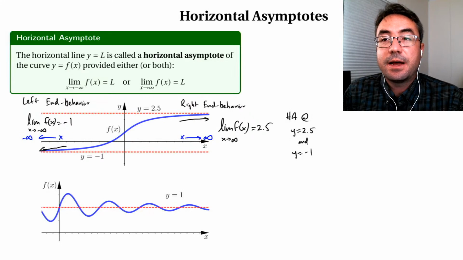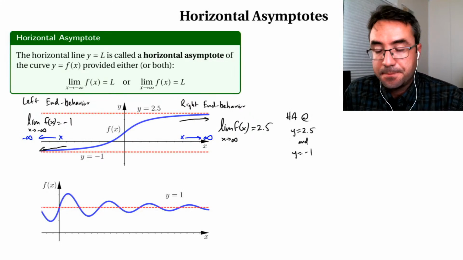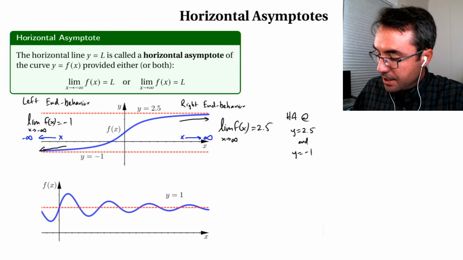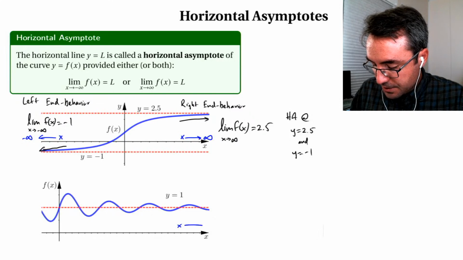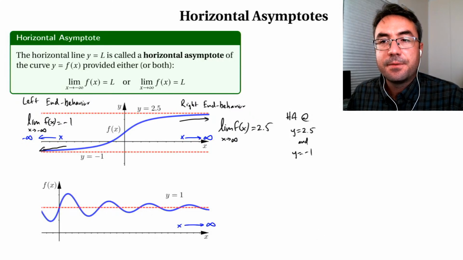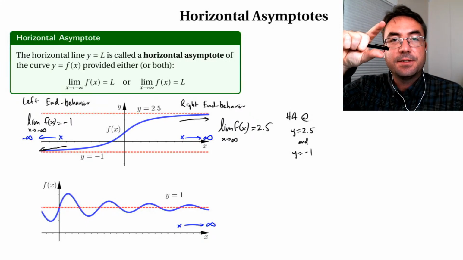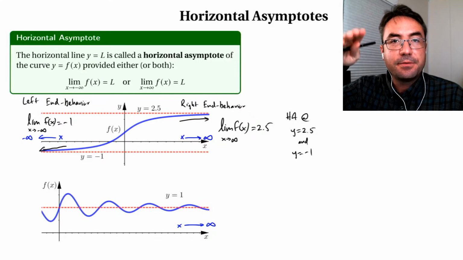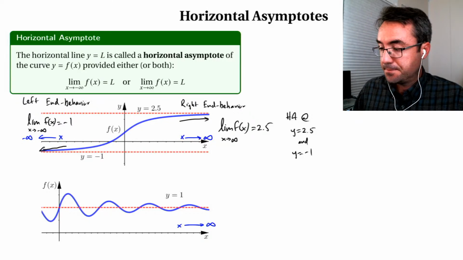And so in the next graph, we're only going to be looking at the right end behavior, just to see another example. So let's see what happens as x approaches infinity. And if we look at the graph, what we see is that it's oscillating, but the amplitude, the height of the oscillations, is decreasing over time.